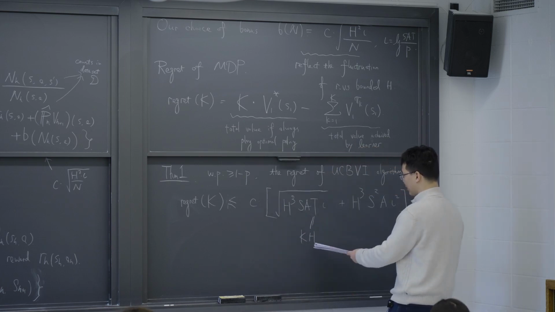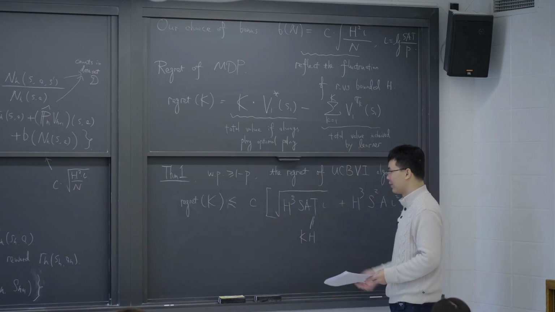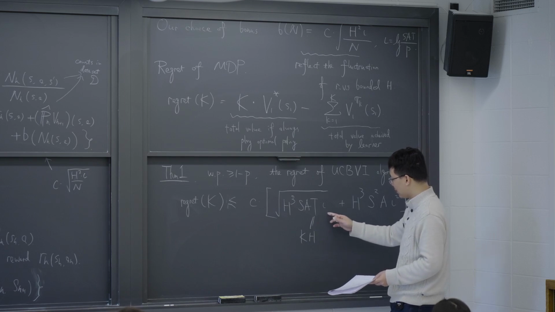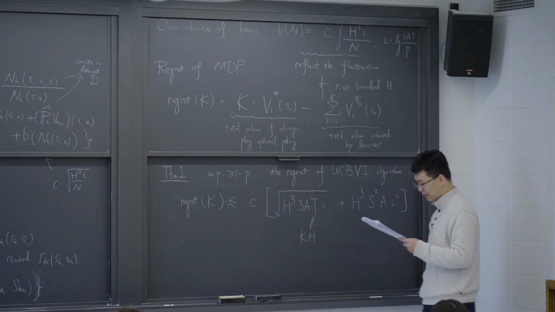You can also put H to the fourth. So regret up to K rounds is this amount. Sometimes people write it in T, because T is the total number of steps you observe, and K is the number of episodes you observe.